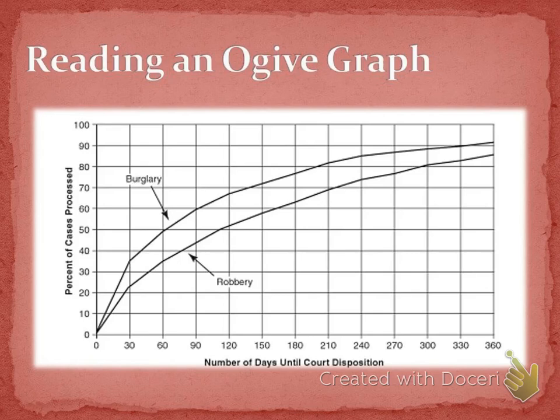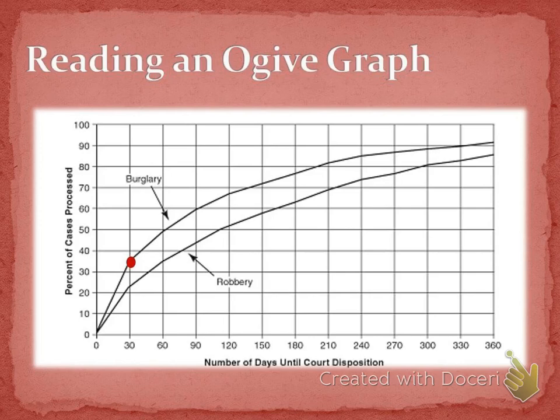Okay? Now, here's an ogive with two curves on it. So in this particular ogive, this is the number of days until court disposition. This is if a crime is committed, the number of days it takes for an arrest to be made, and that case to go to trial. So the top line is burglary, the bottom line is robbery. Okay?